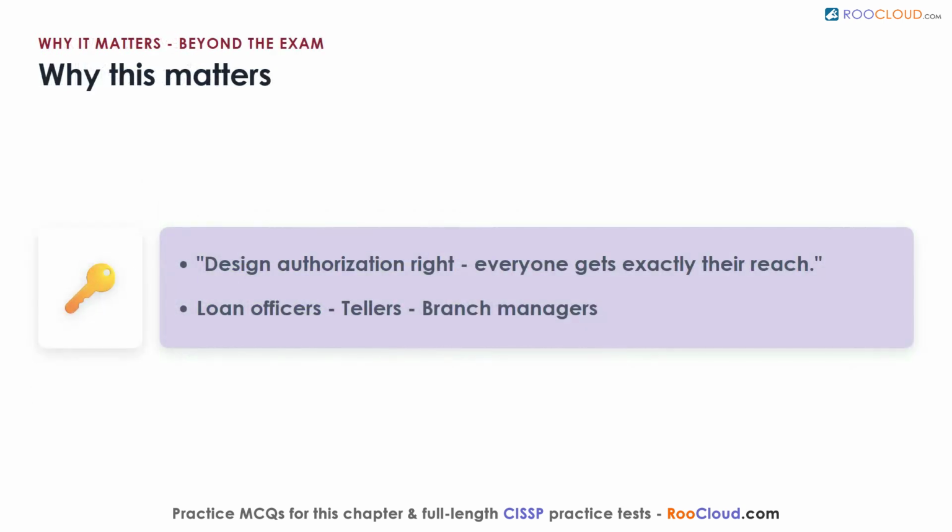Why does this matter beyond the exam? Because you will spend real hours deciding who can open what. Picture a regional credit union rolling out a new lending platform. Loan officers, tellers, and branch managers all need different reach into the same records. Get the authorization design right, and everyone works smoothly with no oversharing. Get it wrong, and a teller reads files meant only for the compliance team.